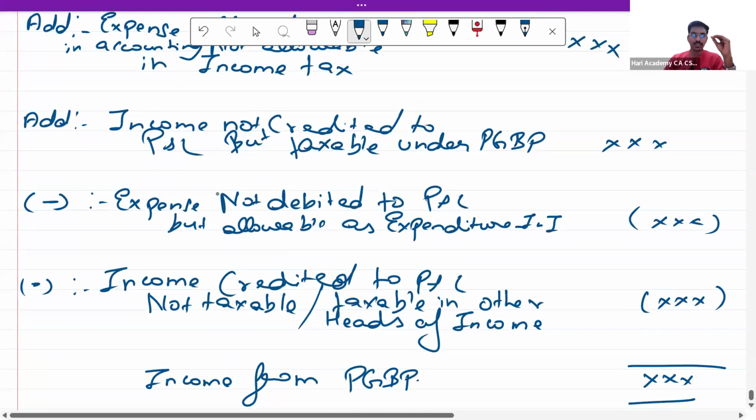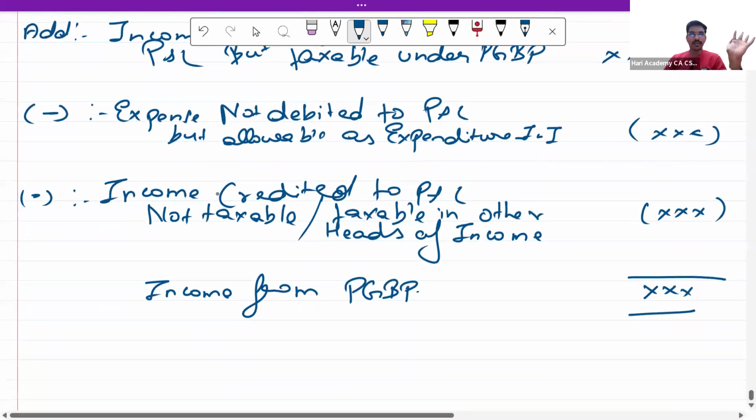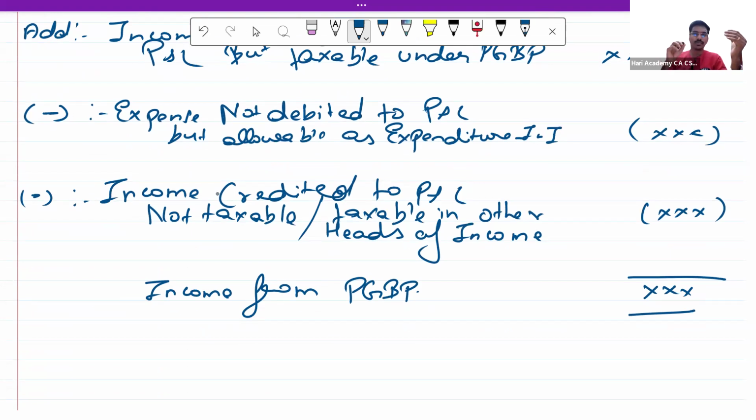First one is expenses not debited to the P&L account, but allowable as expenditure as per Income Tax Act. Second deduction is income credited to P&L account, which is not taxable in the entire act itself, that is, it is an exempt income, or that income is not taxable under the head income from PGBP, and it is taxable under some other head, such as capital gains or income from other sources.